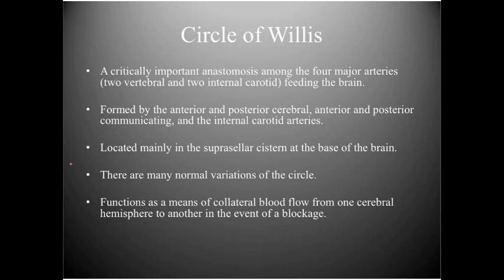Circle of Willis is a critically important anastomosis among the four major arteries, the two vertebral and the two internal carotid, feeding the brain, formed by the anterior and posterior cerebral, anterior and posterior communicating and internal carotid arteries. It's located mainly in the suprasellar cistern at the base of the brain, and there are many normal variations of the circle. Possibly no two circle of Willises will actually look the same. Functions as a means of collateral blood flow from one cerebral hemisphere to another in the event of a blockage.